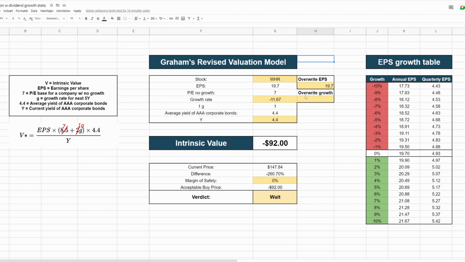valuation model, where we have overridden the EPS to the actual EPS coming from the financial statements, and even though we take the average yield of triple-A corporate bonds, and the current yield is actually the same, around 4.4, due to the negative growth, obviously we do arrive at an intrinsic value of minus 92, so I will discard this one.